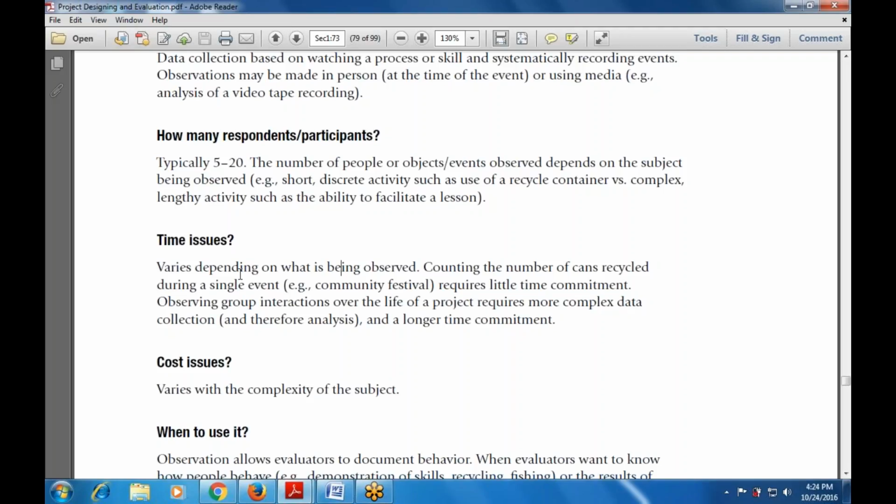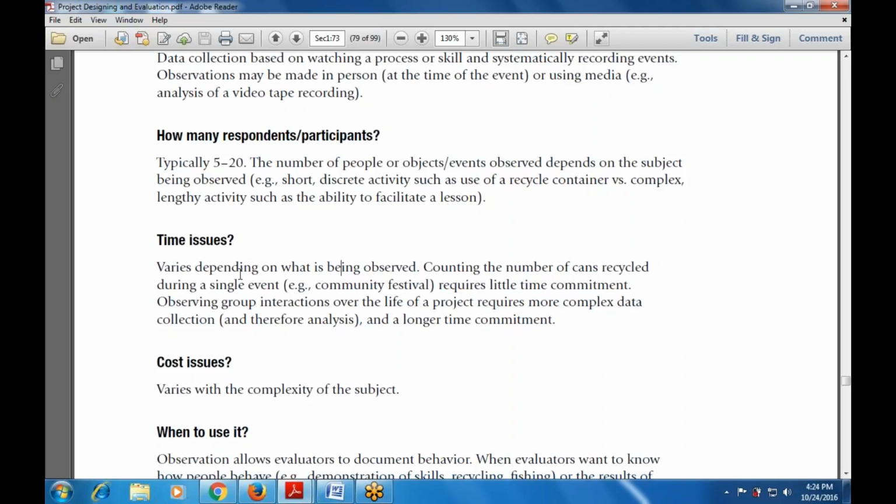So it depends on the size, on the project, on the observation. The commitment we have for group interaction over the life of a project means more complex data collection and a longer time commitment. This is a time issue.